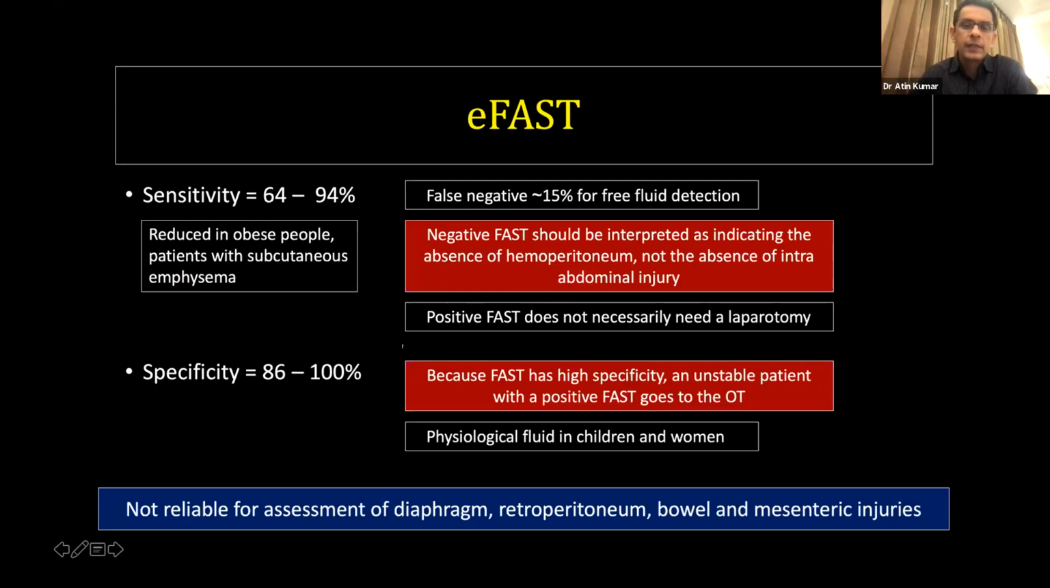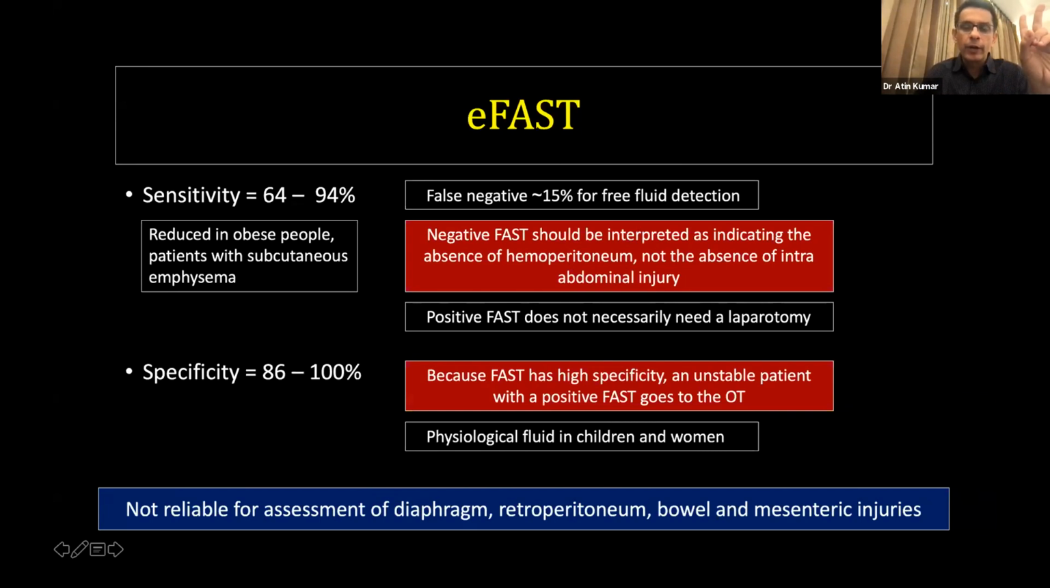Do we use ultrasound to detect the organ injury, the specific injury? No. The sensitivity is low. That means it may fallaciously not pick up even free fluid. So negative FAST should be interpreted as indicating the absence of hemoperitoneum, but not the absence of intra-abdominal injury. Either you may not pick up the hemoperitoneum properly, or hemoperitoneum may not have formed if the injury is limited to the organ capsule and not going out.